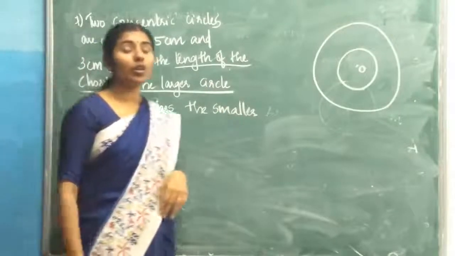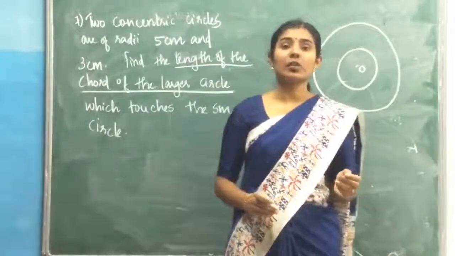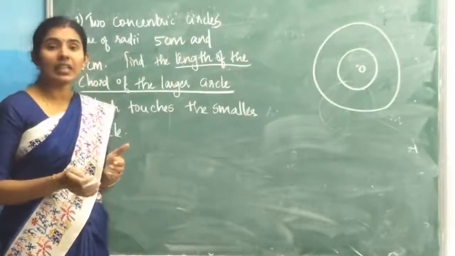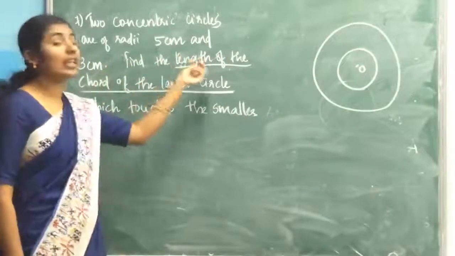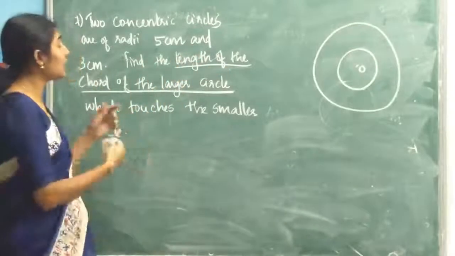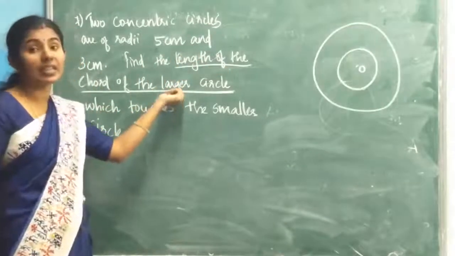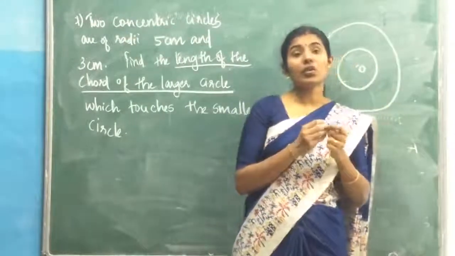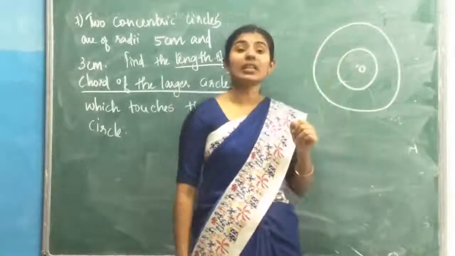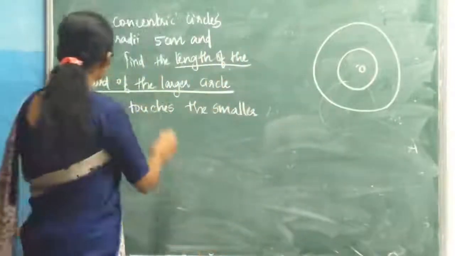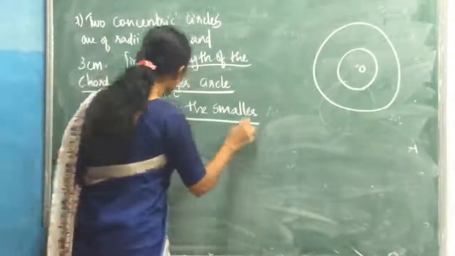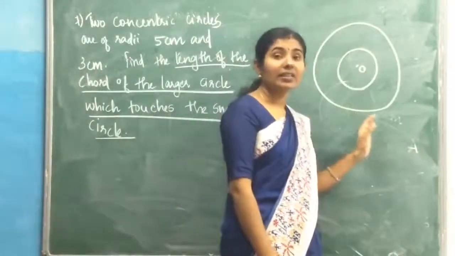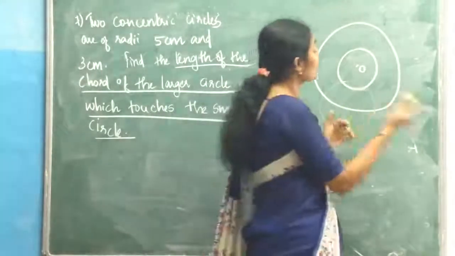What is meant by chord? Chord means a line segment which is touching 2 points on a circle. So, you want to find the length of the chord of which circle? Of the larger circle. So, they are saying about one chord, and that is drawn for the larger circle, and which touches the smaller circle.